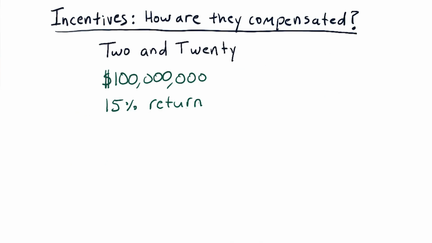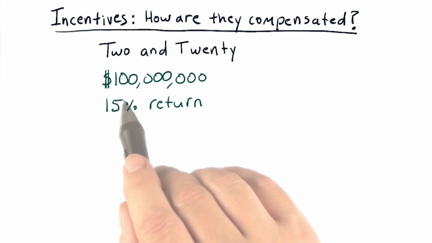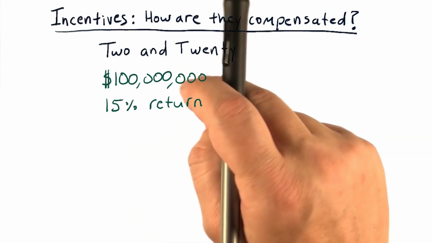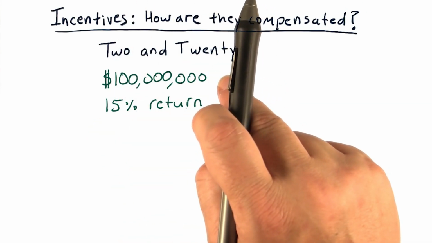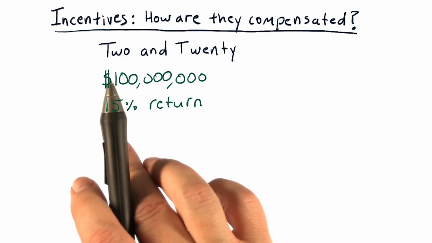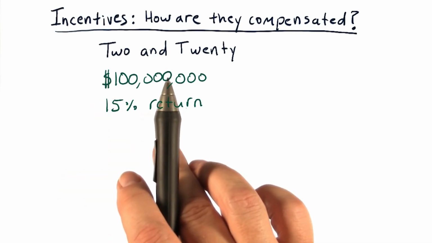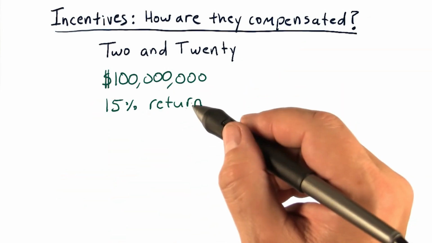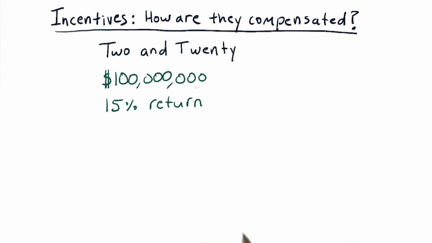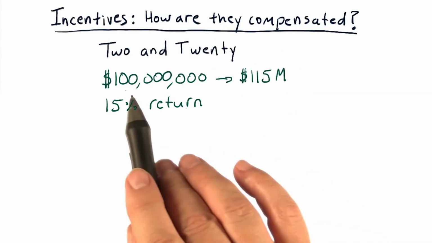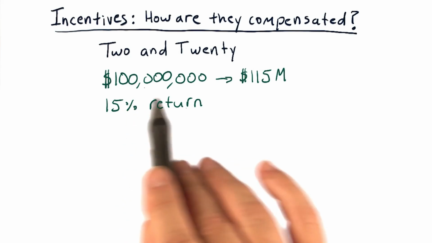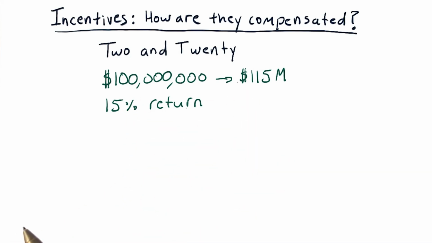Consider this example for the 2 and 20 situation. Assume you're a hedge fund manager and that you've been managing a fund of $100 million, and that over the course of a year, your skill has resulted in an increase in value of that fund by 15%. So over that year, the fund grew in value from $100 million to $115 million. What would your compensation be?